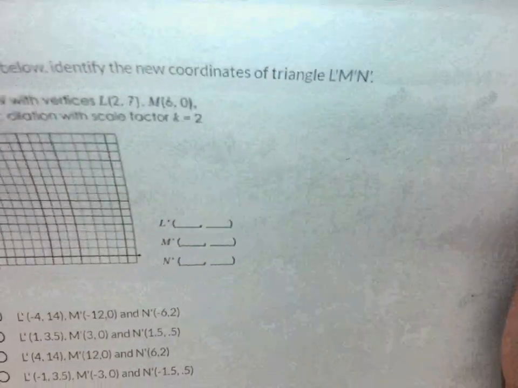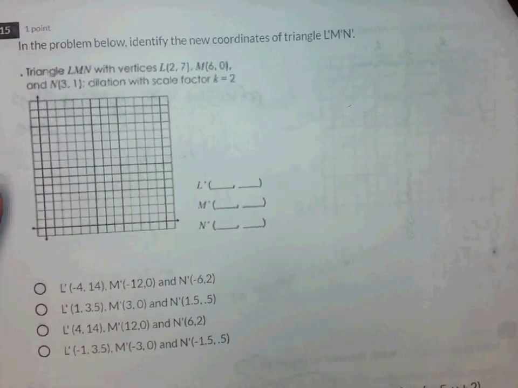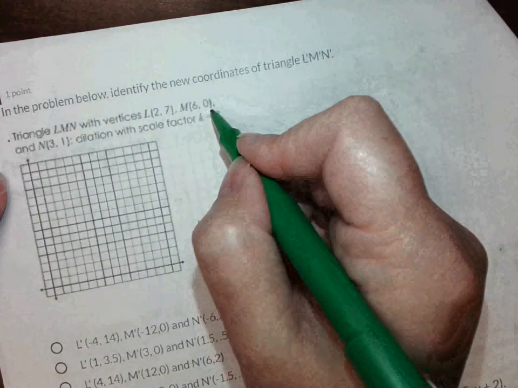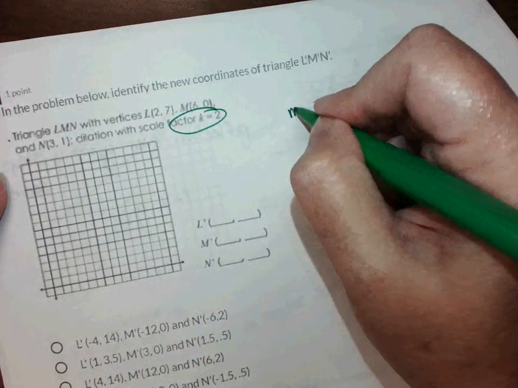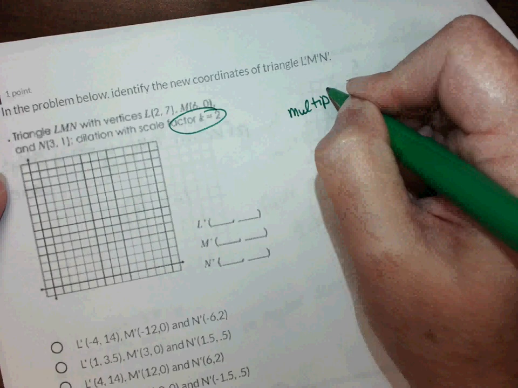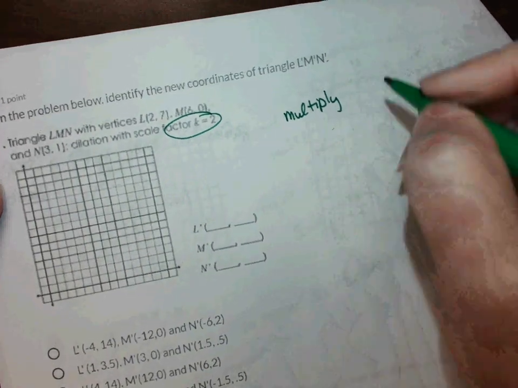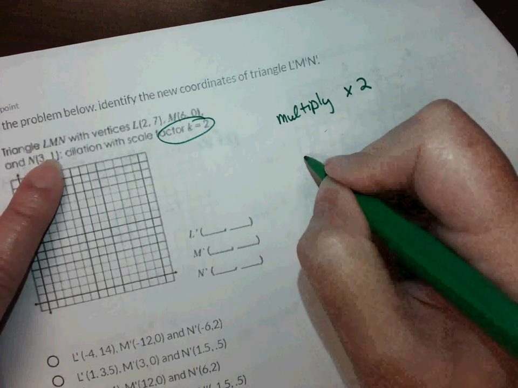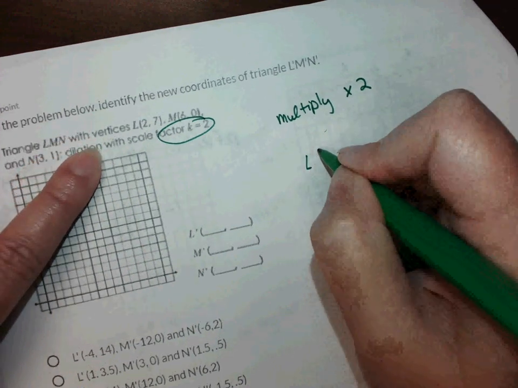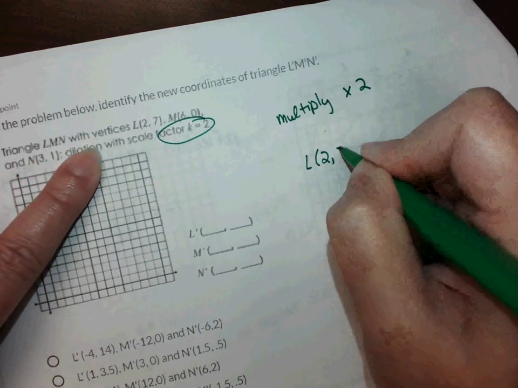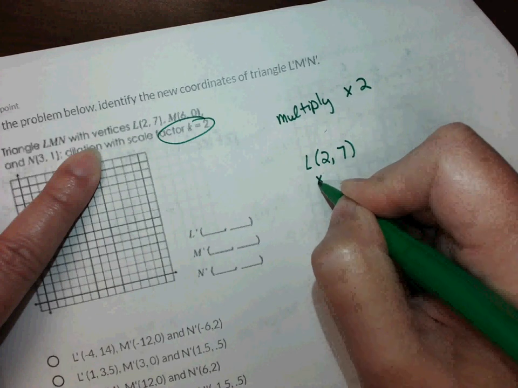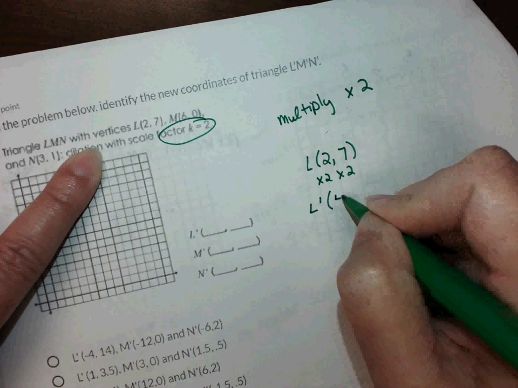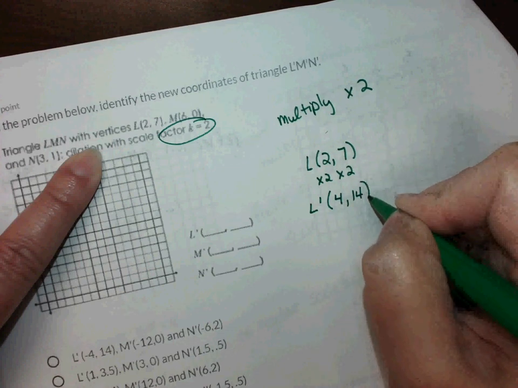Number 15. In the problem below, identify the new coordinates of triangle LMN using a scale factor of 2. That means I'm going to multiply every single number times 2. So they want all points. L is at 2, 7, and I'm going to do times 2 times 2. So L prime would be at 4, 14.